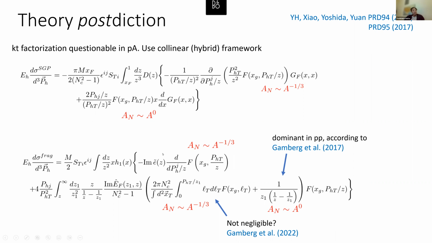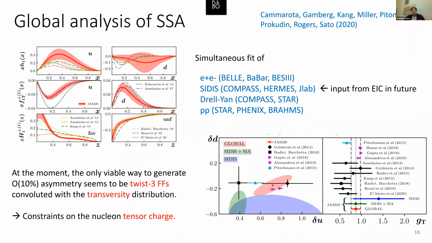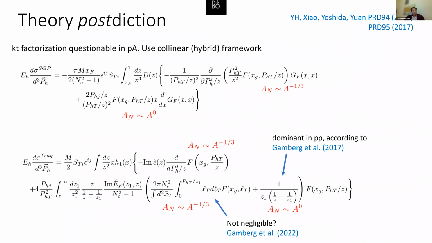The same thing happens in the fragmentation channel, which is probably the more important contribution to single spin asymmetry according to the global analysis. As I said, the fragmentation function is right now the most promising way to explain the asymmetry. For that part, we get three terms, each with a different dependence on A. According to the analysis of proton-proton data, this last term is probably the most important term, and it is constant in A.